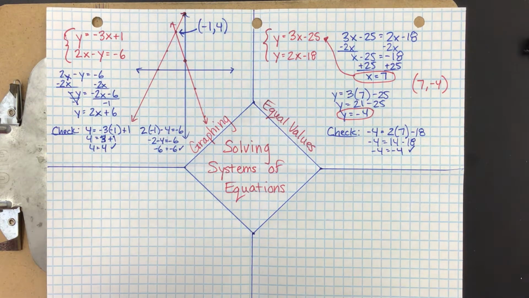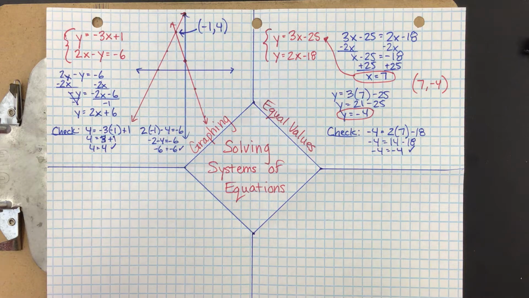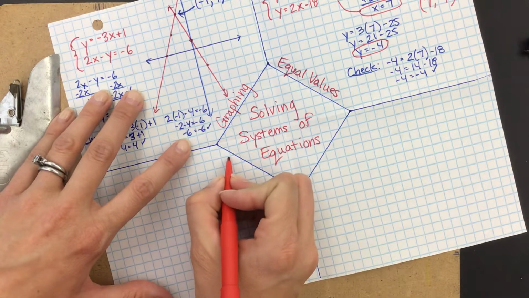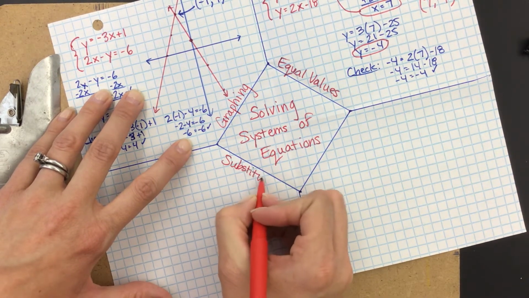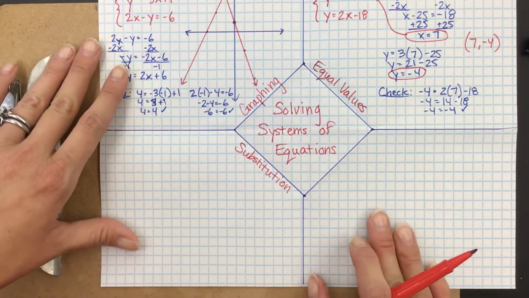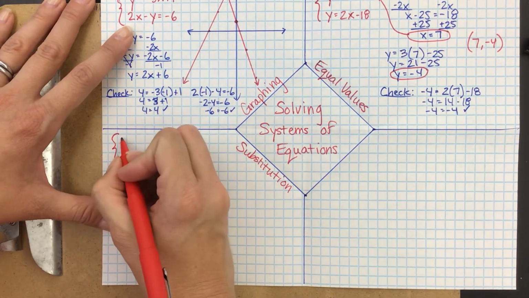Okay. Our last method, we started talking about it yesterday. But you're not always going to be given a system where one of your equations is already solved for a variable. So I'm going to show you in this example here what happens when it is not solved for a variable. Okay, so this is substitution. All right, so we're going to use this system of linear equations right here for this one.